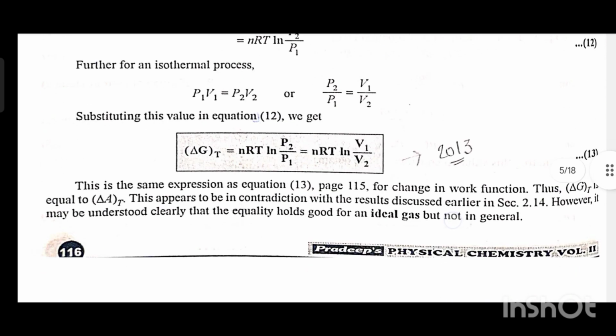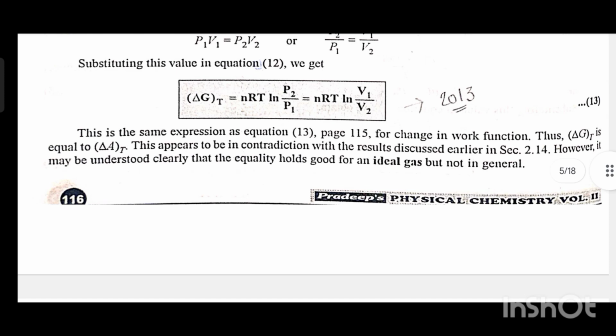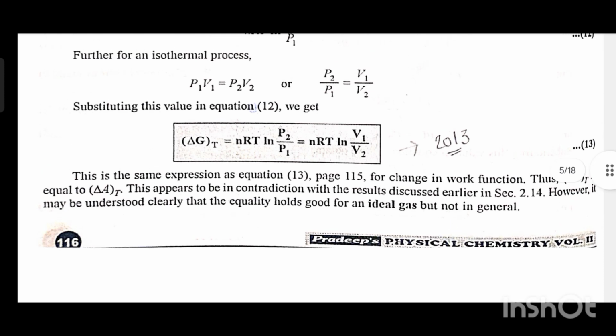Equation 12. Further, for an isothermal process, P1V1 is equal to P2V2, or P2 upon P1 is equal to V1 upon V2. Substituting this value in equation 12, we get ΔG at constant temperature is equal to nRT ln P2 upon P1, which is equal to nRT ln V1 upon V2. Equation 13. This is the same expression as equation 13 for change in work function. Thus, ΔG_T is equal to ΔA_T.